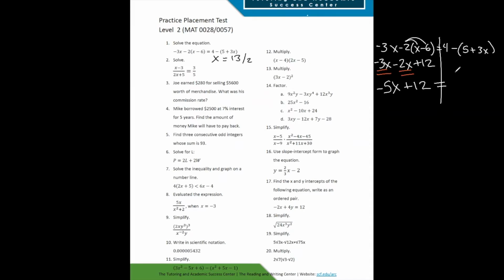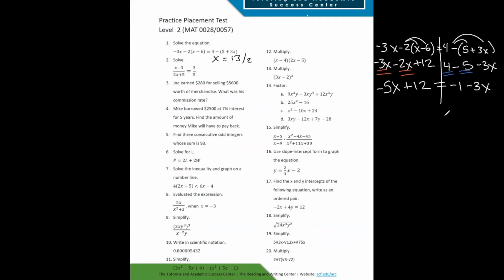On the other side, I'm going to do the same thing. The 4 is going to stay the same, but I'm going to distribute the negative to the 5 and the 3x. Essentially, what this means is that both terms are positive, but they're going to become negative, minus 5 and minus 3x. Then I'm going to do the same thing and combine like terms. 4 minus 5, they don't have x terms like the minus 3x. So 4 minus 5 is negative 1, and then the minus 3x stays the same.